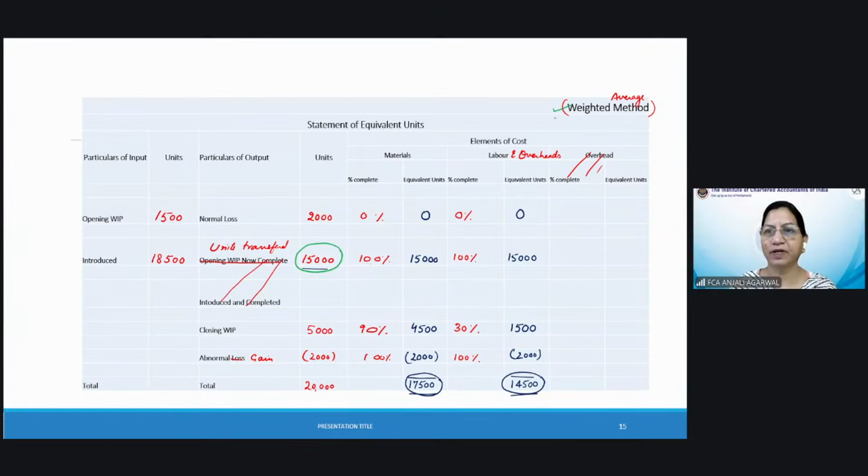Second, here you will write weighted average. And third, you will not segregate opening WIP complete and introduced and completed. Only finished goods units transferred to next process, 15,000, which is assumed to be 100% complete in this period only, right? Then the equivalent units will differ, which will come out automatically. You don't have to do anything.